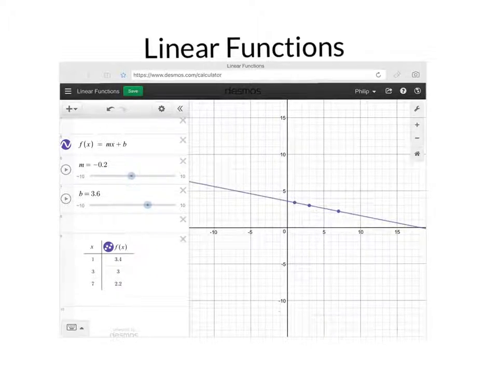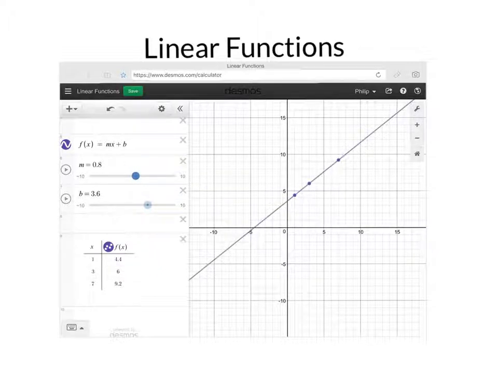So if I have very small slopes, very small numbers that are close to zero, my line is going to appear almost flat. And so in fact, if we do make our slope 0, we get a horizontal line.